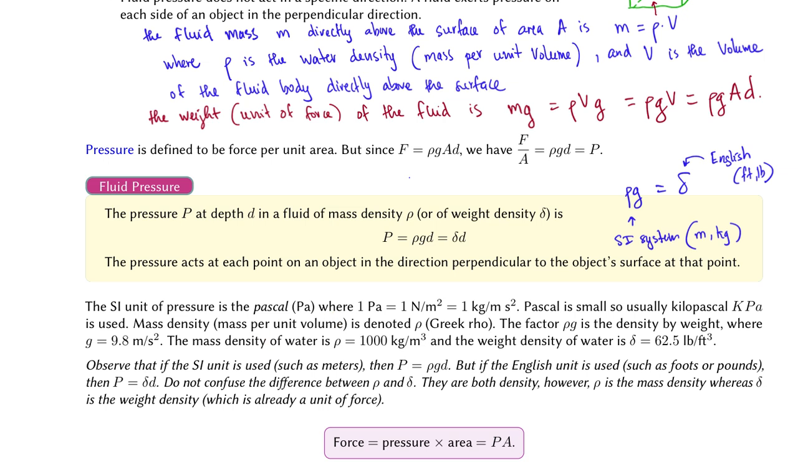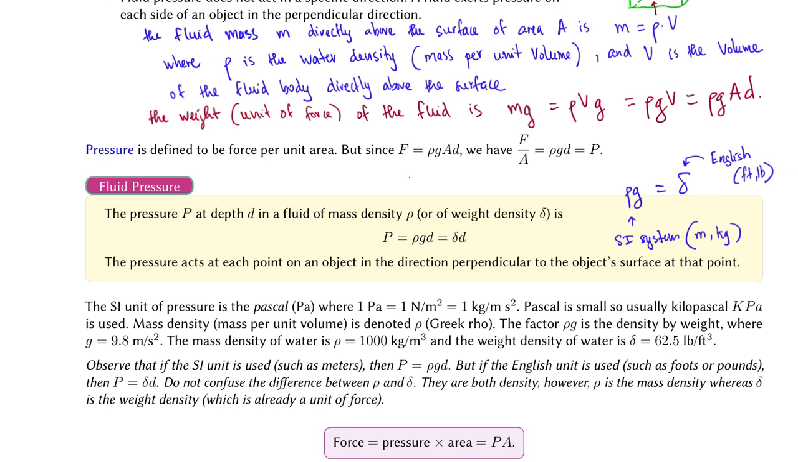Mass density, the mass per unit volume, is denoted rho, the Greek letter. The factor rho g is the density by weight, where g is 9.8 meters per second squared near the surface of the earth. The mass density of water is rho equals 1000 kg per cubic meter, and the weight density is delta equals 62.5 pounds per cubic foot. Sometimes 62.4 pounds per cubic foot is used.